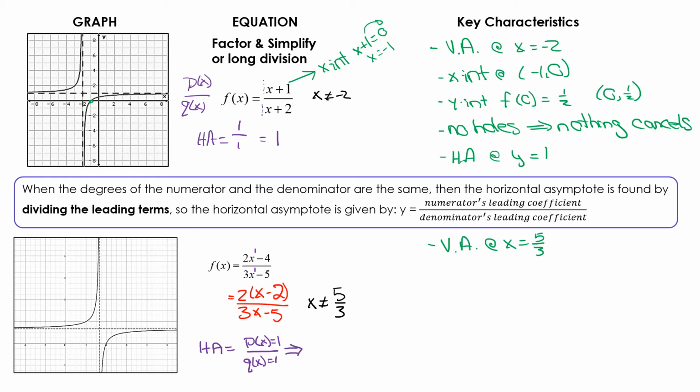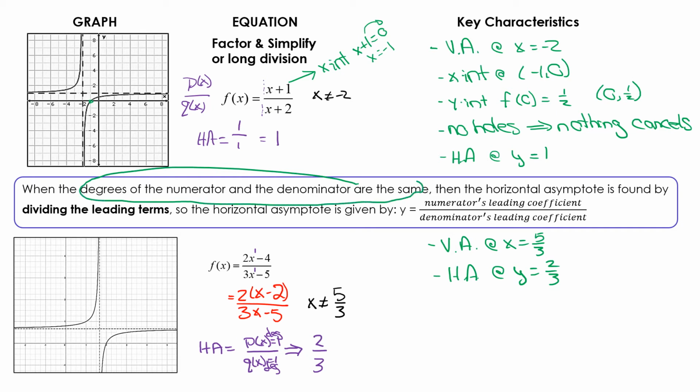So what we're going to do is take the leading coefficient. This is degree I'm talking about here, not leading coefficient, degree. The leading coefficient is a 2 in the numerator, and the denominator is a 3. So that means we're going to have a horizontal asymptote at y equals 2/3, and that's because our degrees, I'm going to circle it here, the degrees of the numerator and the denominator are the same. So that's how we get the horizontal asymptote.